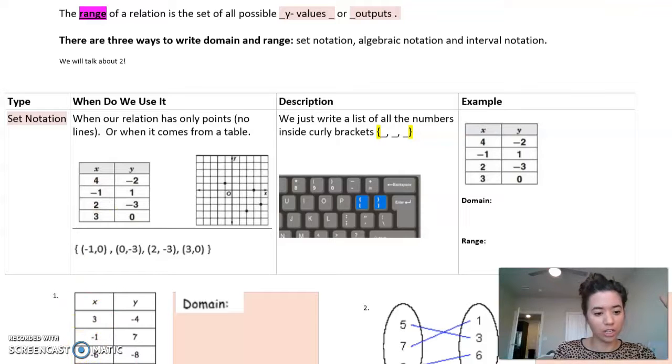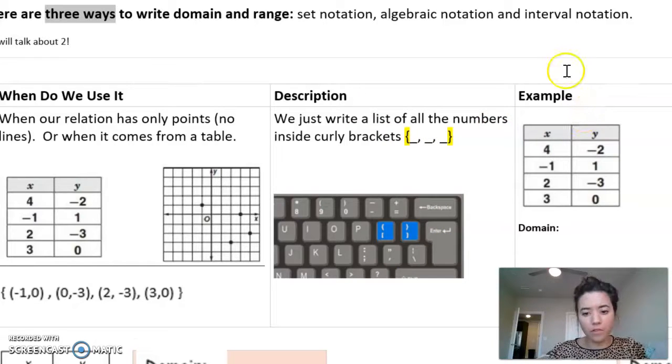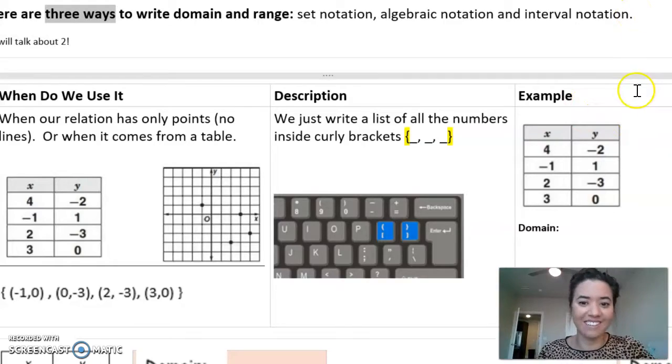Set notation is when we have a relationship that only has certain points. Usually it'll come in a table, a couple points on a graph, or a set of ordered pairs. This is used for something that is not a continuous line. It only has a set few number of points. When we write these, we use curly brackets. You can find them on the keypad right where your regular brackets are, and you press the shift key to get them. If you draw a little squiggle like I will, that is also okay.